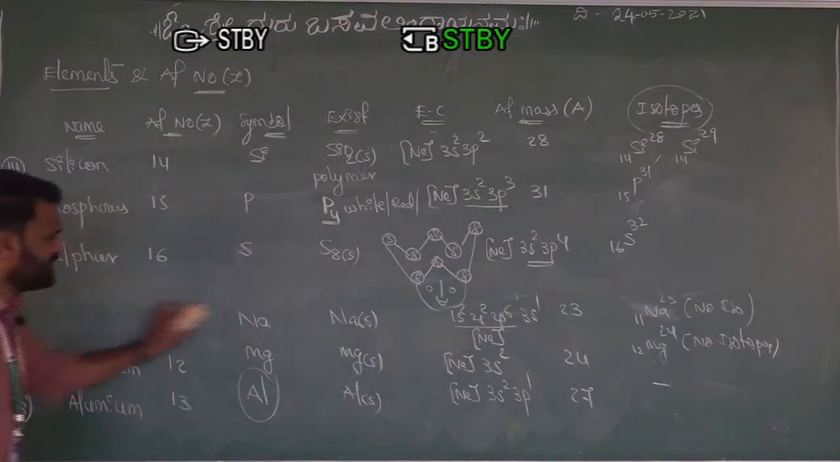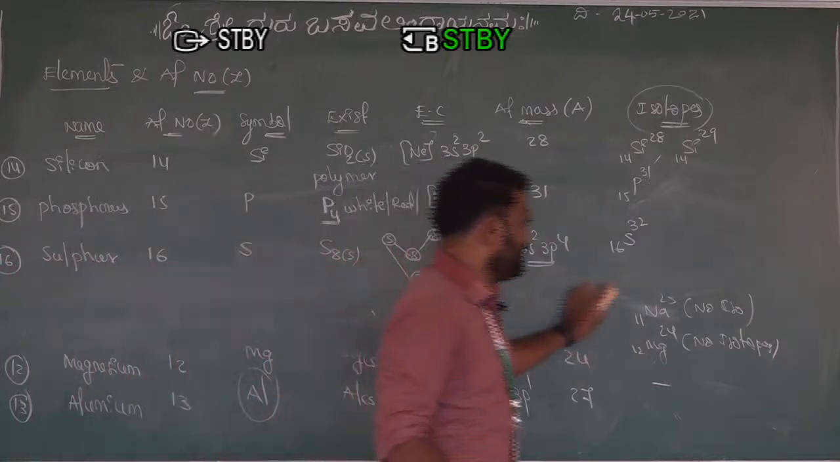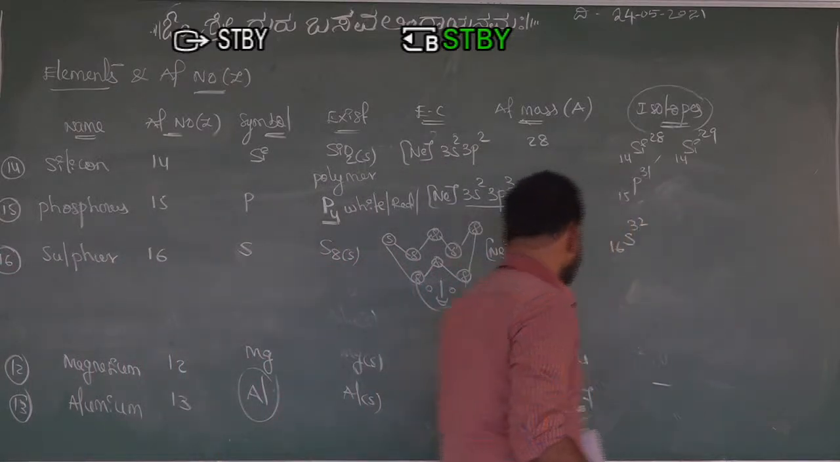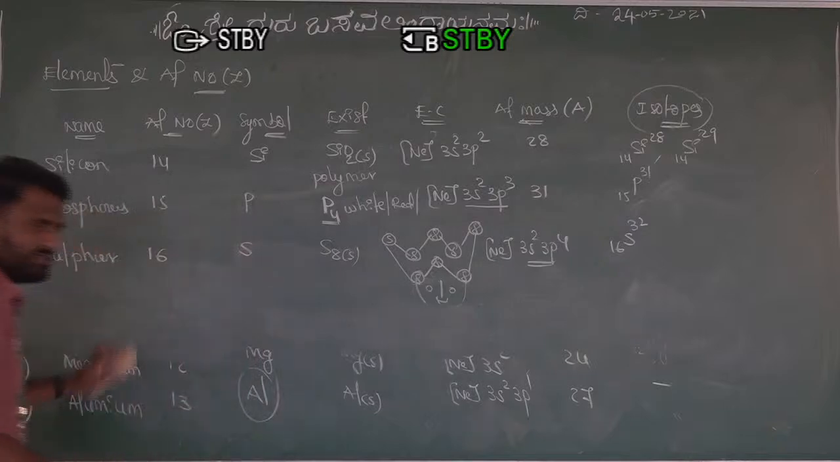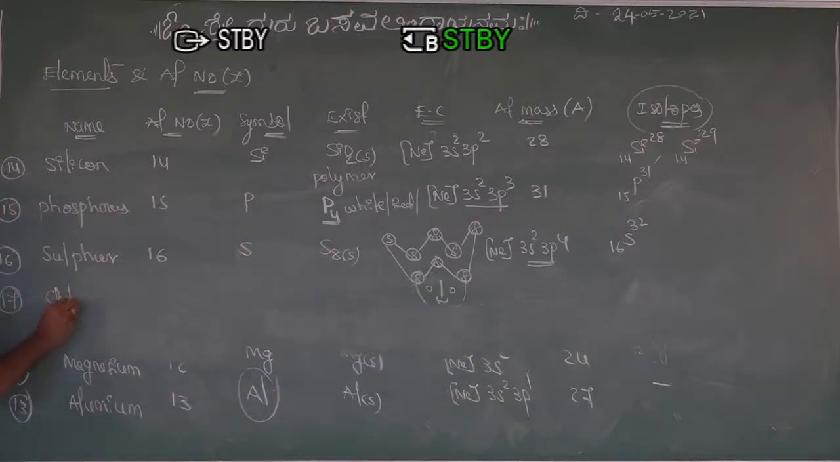Next element after sulfur is chlorine. Its atomic number is 17. Chlorine is the next element, atomic number 17, and its symbol is what?